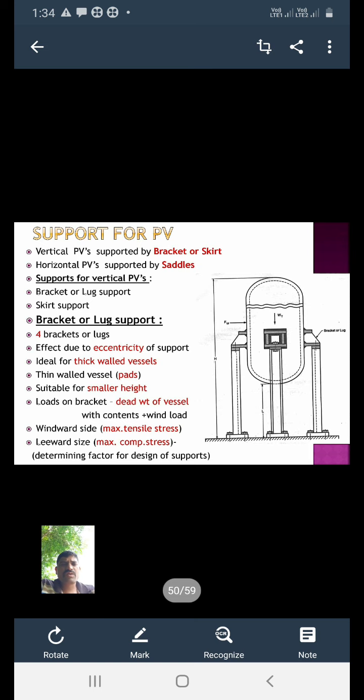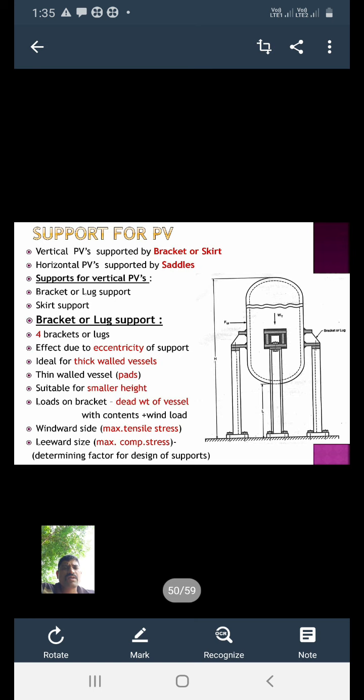First is a bracket or lug support. Okay, in the bracket or lug support, 4 brackets or lugs are used. Each bracket is made up of 2 horizontal and 2 vertical plates. These plates are welded to the vessel shell and the bracket rests on the short column. Okay, remember that. The bracket support is ideal for thick walled vessels.